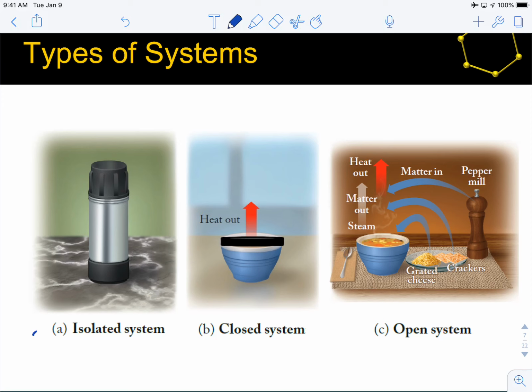A closed system, the picture in your book, I believe this comes from, is not really accurate. It's an open pot of soup. You need to have a lid on this. So the closed system means really nothing's getting in and out of the system, but heat is exchanging with it, so it's not completely isolated. And then an open system, you can see all sorts of stuff can go into the soup and out of the soup. That would be an open system.